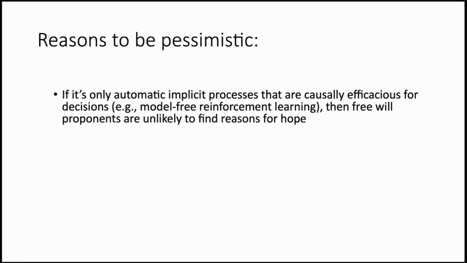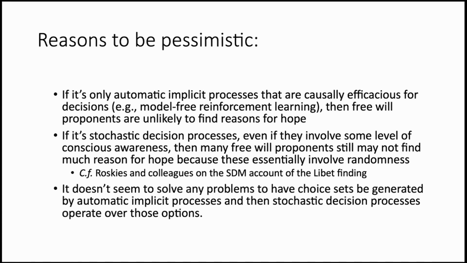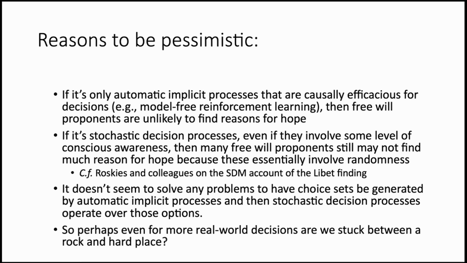If it's only automatic and implicit processes that are causally efficacious for decision-making, then again, we don't have much reason for hope. But if it's stochastic decision-making, even if that is more deliberative, that again doesn't give us much hope. And just to combine those two obviously is not going to solve the problem either. If neither of those were good, why would combining the two be any better for finding a role for conscious control in decision-making?